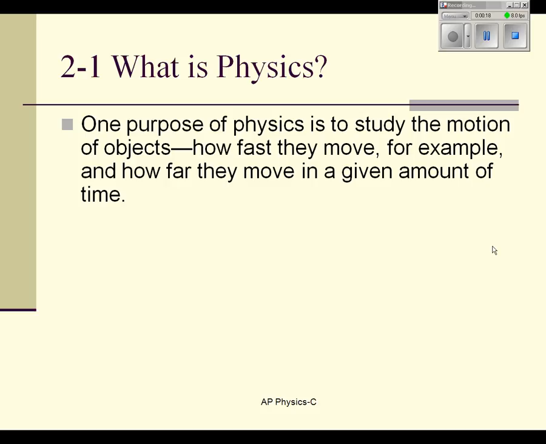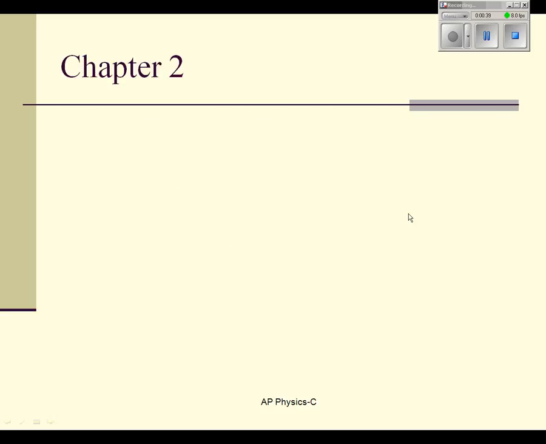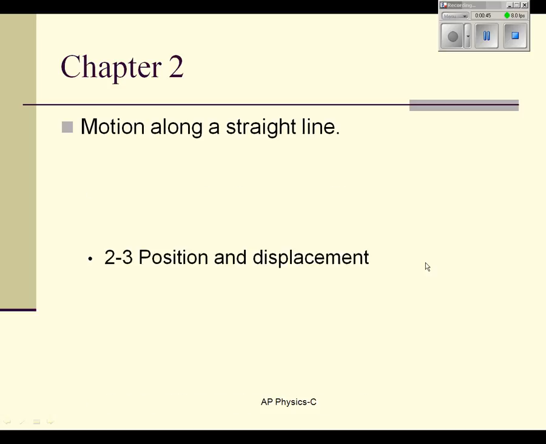One purpose of physics is to study the motion of objects, how fast they move, for example, and how far they move in a given amount of time. In this chapter, we study the basic physics of motion, where the object moves along a single axis. Such motion is called one-dimensional motion. In future chapters, we will look at two-dimensional motion as well as three-dimensional motion. Motion along a straight line is what we're going to look at in particular.